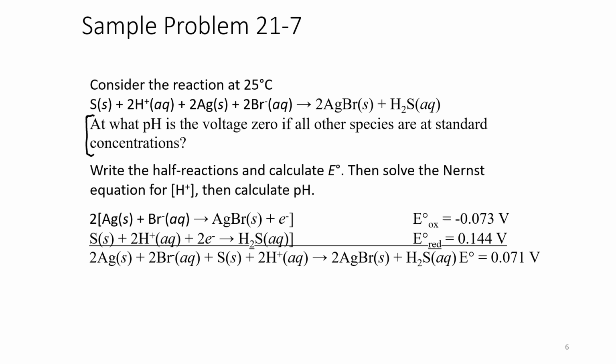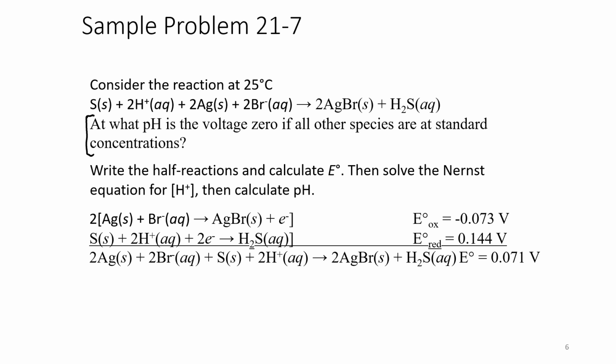So it tells us that we're going to start by writing the two half reactions, and we're going to need our overall standard voltage. So just like we've done all chapter long, we're going to calculate the oxidation and reduction steps, and we're going to add those two things together, and I get a standard voltage of 0.071 volts. Then I'm going to write this out as a Nernst equation.